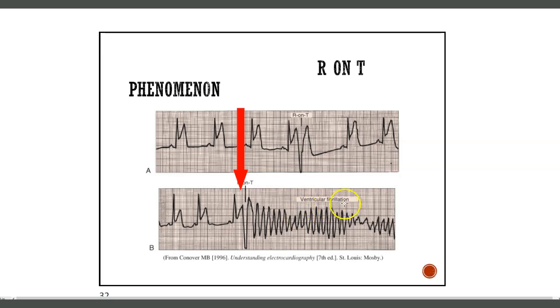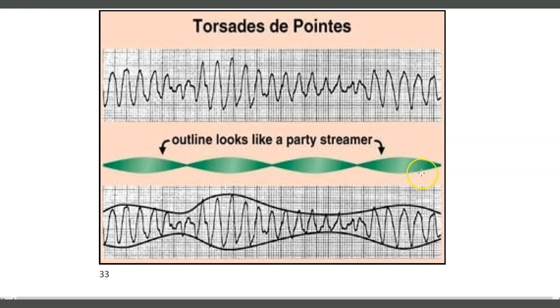They said here that this is ventricular fibrillation. Actually, this looks more like a ventricular tachycardia. It's more of a polymorphic ventricular tachycardia. It looks like torsades de pointes to me. Torsades is so beautiful because it looks like a ribbon, but actually it's not good. This can be deadly for a patient.